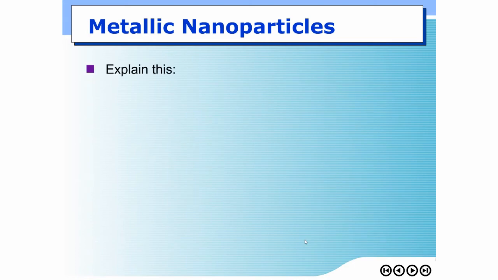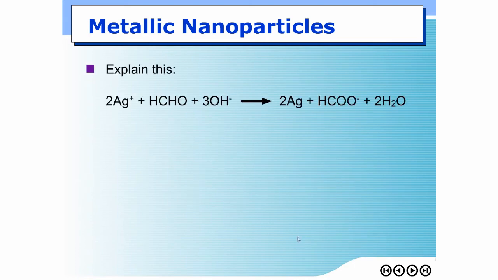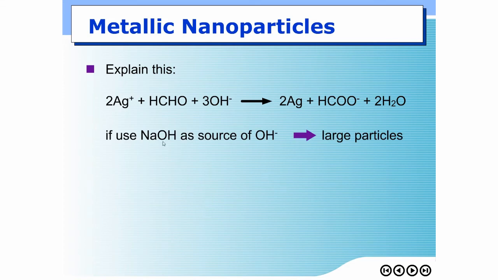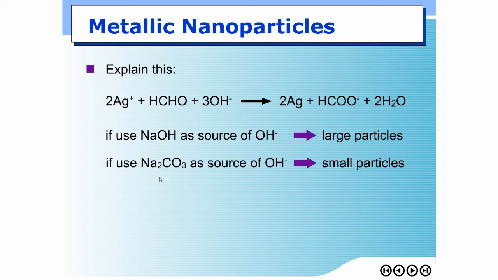So, as an exercise, here is an example. Synthesis of silver nanoparticles by the reaction with hydroxyl groups. Okay. If I use sodium hydroxide as a source of hydroxyl groups, the product will be large particles. If I use sodium carbonate as a source of hydroxyl groups, the product is small particles. Can you explain this?